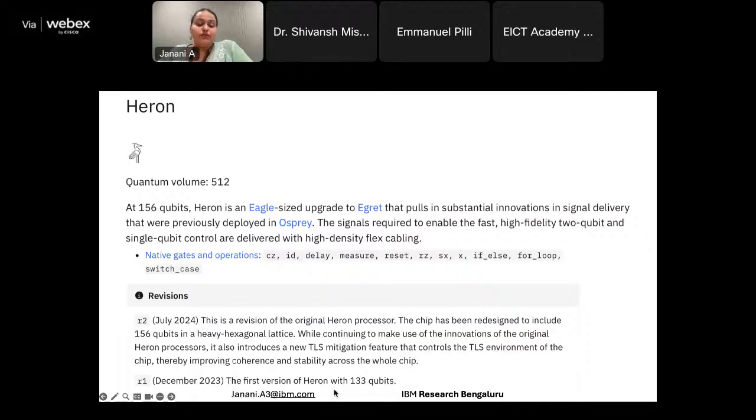The first version of Heron was actually with 133 qubits. Even now, Torino has 133 qubits. The R2 is a revision to the original Heron processor, and the chip got redesigned to include 156 qubits in a heavy hex lattice. It also introduces new features to control some of the environment of the chip. This way it improves the coherence and stability across the whole chip for all the qubits.